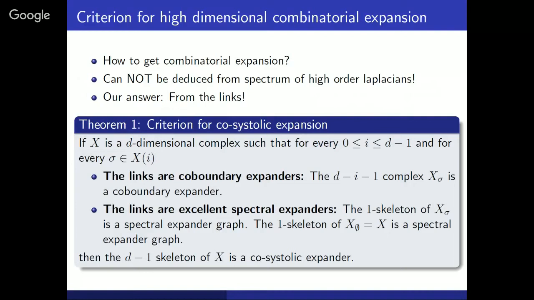So links of vertices are graphs. If they are co-boundary expanders for graphs, basically you require, for the two-dimensional case, that the link of every vertex, which is itself a graph, is a good expander, and the whole object, the whole complex, is a good expander by itself.